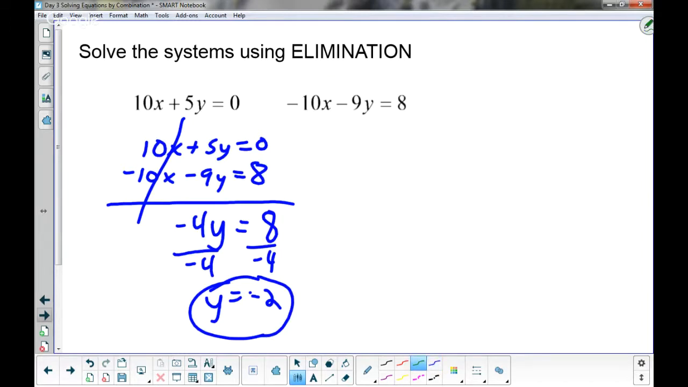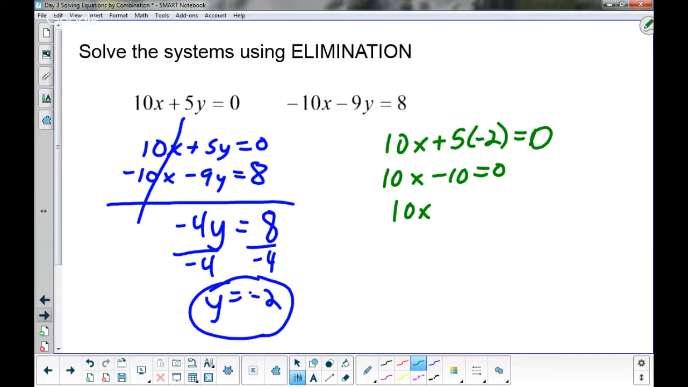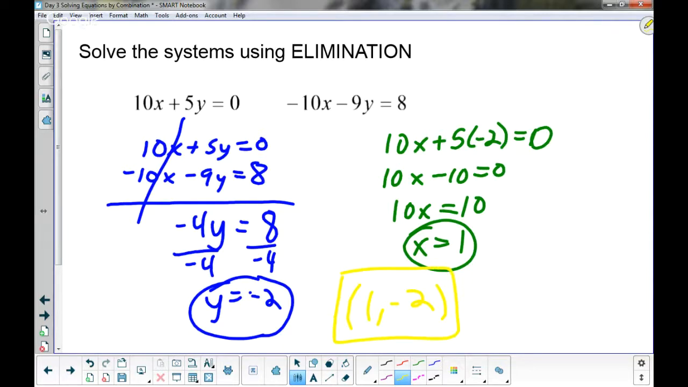Now we can plug it back into either equation. I'm going to choose the first one. It just looks easier to me. 10x plus 5 times negative 2 equals 0. 10x minus 10 equals 0. Move the 10 over, add 10 to both sides. It becomes 10x equals 10. So x equals 1. And remember, when we write our x and y, when we get a solution, we always put it as a coordinate pair. So 1, comma, negative 2.